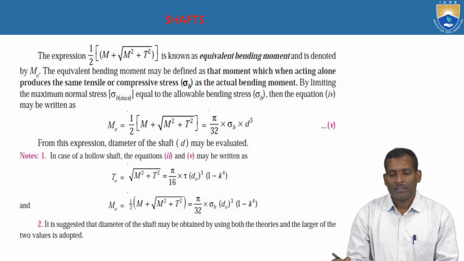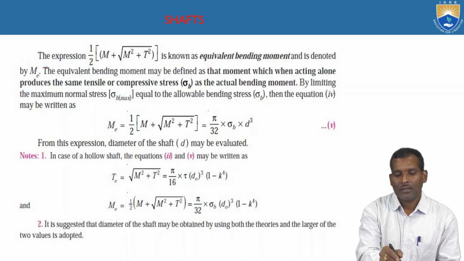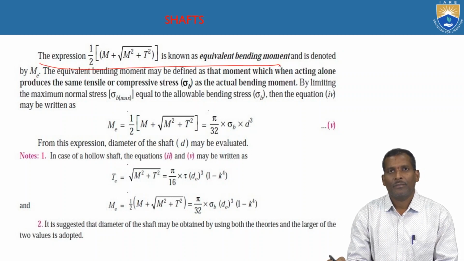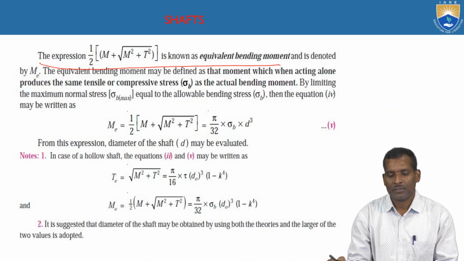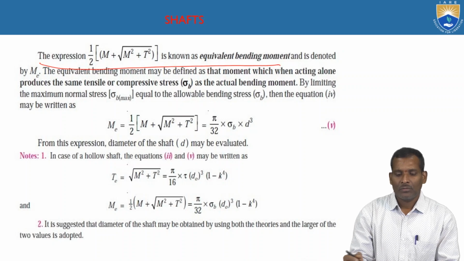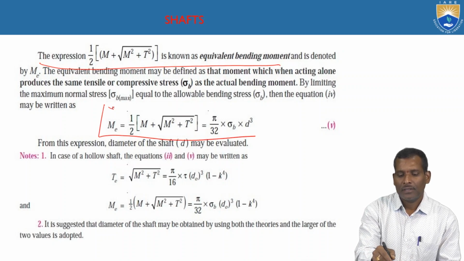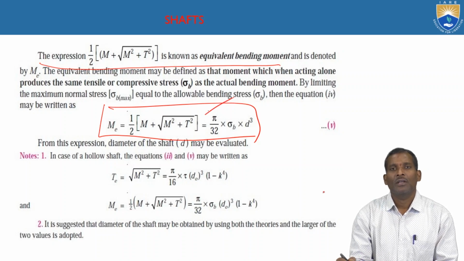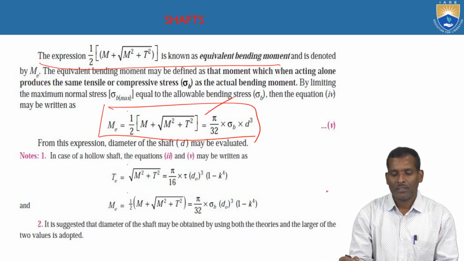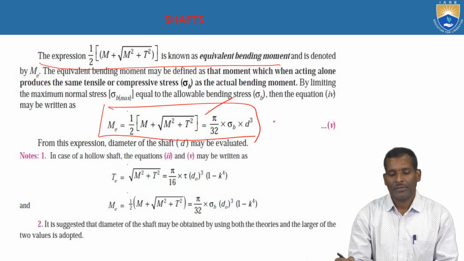This expression is known as the equivalent bending moment. It is denoted by Me. Me is equal to half into M plus square root of M square plus T square. So you may write like this: the equivalent bending moment is equal to half into M plus square root of M square plus T square, which is equal to pi by 32 sigma b into d cube. From this expression, the diameter of the shaft may be evaluated.